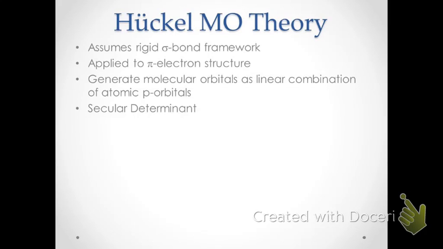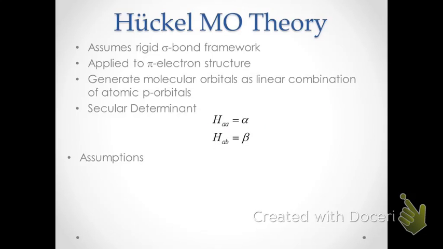Again, we'll set up a secular determinant. The dimensionality of the determinant depends on the number of p orbitals involved in the pi framework. We're going to define a Greek character alpha as being equal to H_AA, where H_AA corresponds to all the diagonal elements in our determinant, and beta is going to correspond to the off-diagonal elements in our determinant.